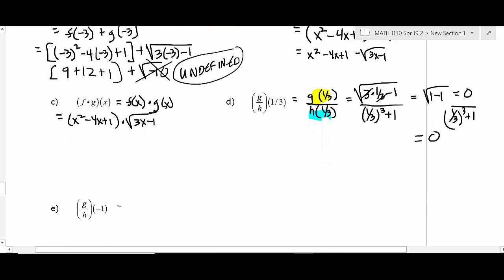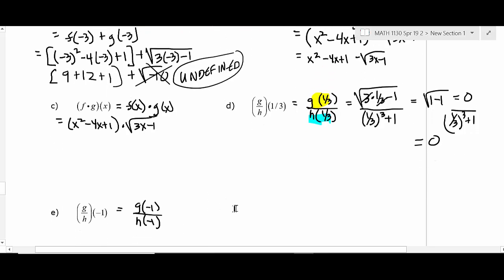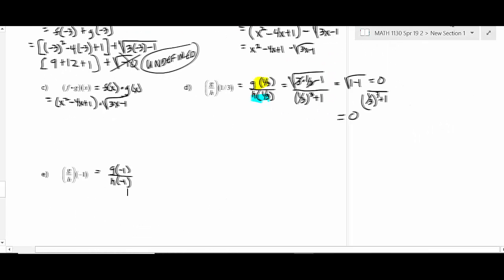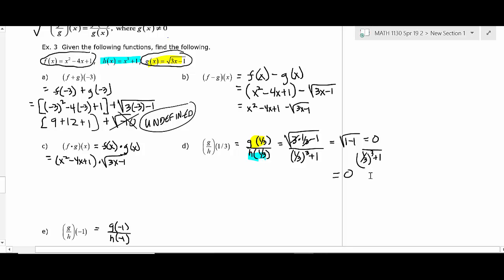So this next one right here, go ahead and do this next one yourself. Just take the functions and put that in. Let's just take a minute to see if we all get what we're supposed to on that. Just take g of -1 and then h of -1. See what happens.